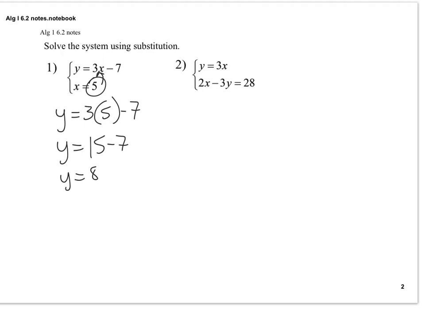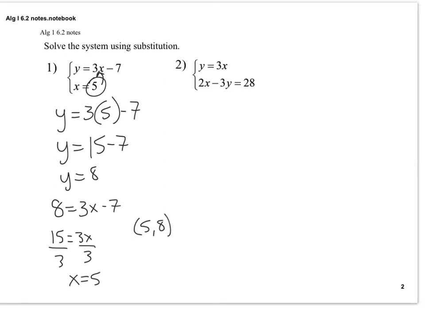And then I'm going to plug in that value for y to figure out what x is equal to, and I need to solve for x. Okay, so I would add 7 to both sides. Sorry about that. So 15 is equal to 3x. Divide both sides by 3. And I have x is equal to 5. And I have an ordered pair of 5, 8.